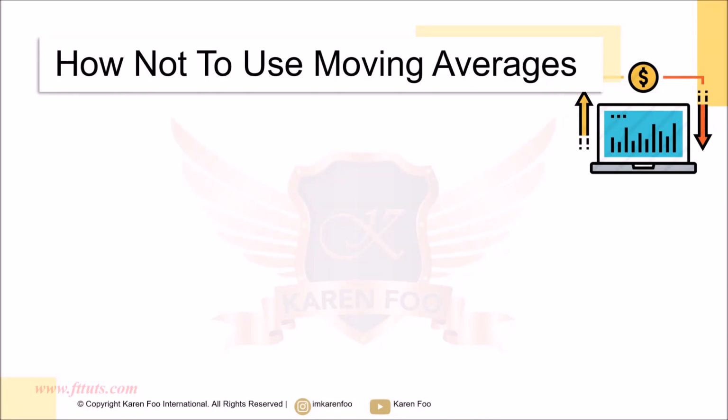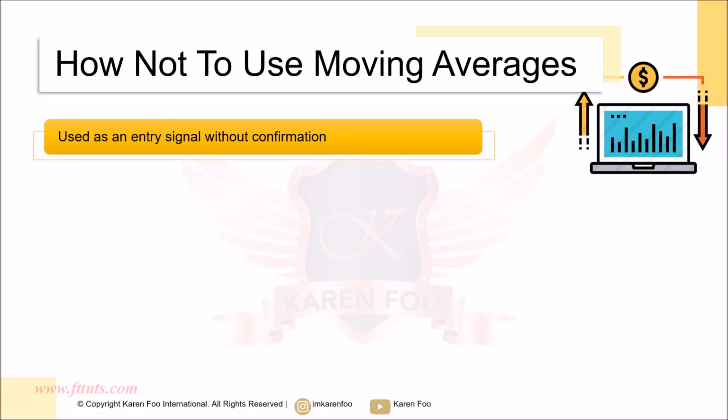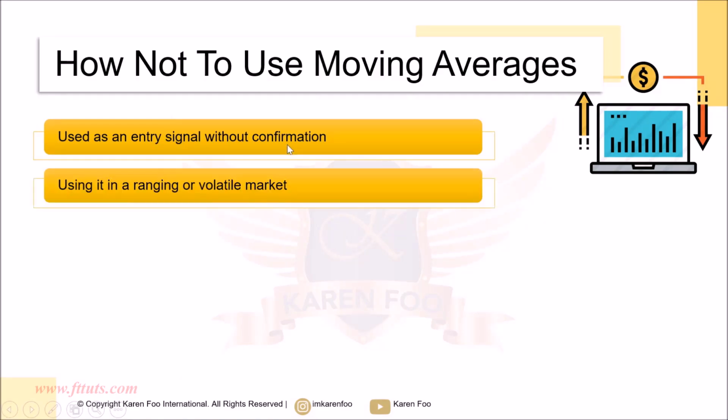Now how not to use moving averages? First one is, like I said, don't use it to enter without confirmation, and don't use it in a ranging or volatile market. When it comes to a volatile asset, for example, if you apply moving averages to something like Bitcoin, okay, it's not going to work out so well.